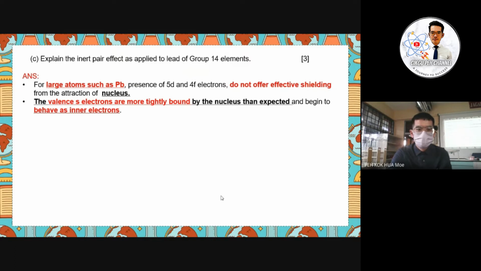For 3 marks, the first point: large atoms such as lead, with the presence of 5d and 4f electrons, do not offer effective shielding from the attraction of the nucleus. That means the shielding effect is lost, especially for the 2 electrons at the 6s orbital. So they will be tightly bound by the nucleus and behave as inner electrons. I already explained this. So they will be maintained at this state, +2 for lead.